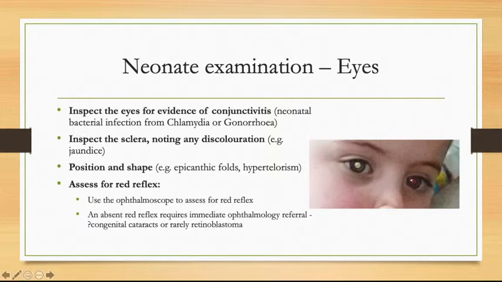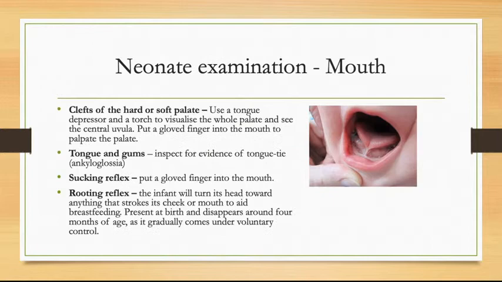So after you've done all that, you can then assess for the red reflex. You use the ophthalmoscope, and if there's an absent red reflex, you need to refer directly to ophthalmology quickly, because it could be, again, cataracts or retinoblastoma. After the eyes, you can look at the mouth.